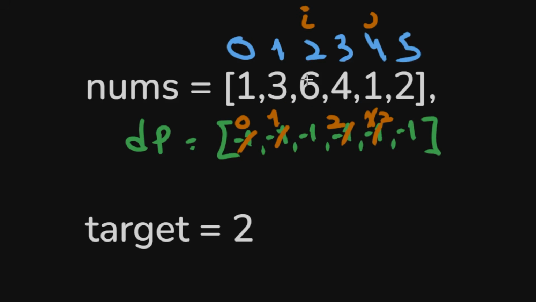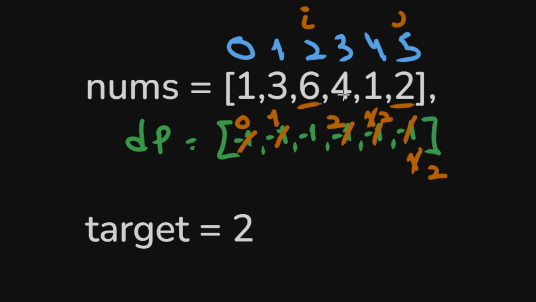Next we are here. This difference is greater than the target, so we continue. Next here, the difference is greater than the target also, so we continue. Then we are here, and the difference between these two numbers is 1. This is in between 2 and -2, so this is a valid jump. Here we keep the maximum between -1 and 0 plus 1, so this is now 1. Next we are here, the difference is 1, so we are good to go, which means that here we keep the maximum between 1 and 1 plus 1, so this is 2.